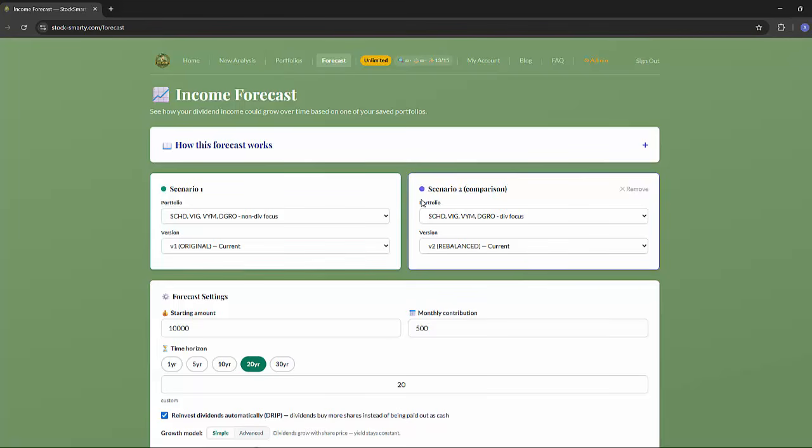So good, that was a quick analysis of the SCHD, VIG and VYM and DGRO ETFs.